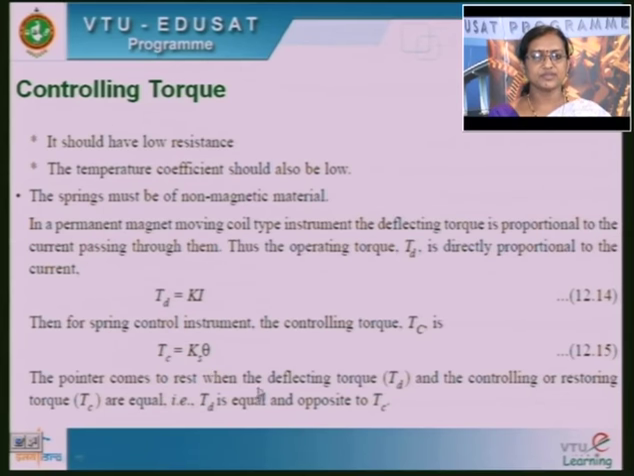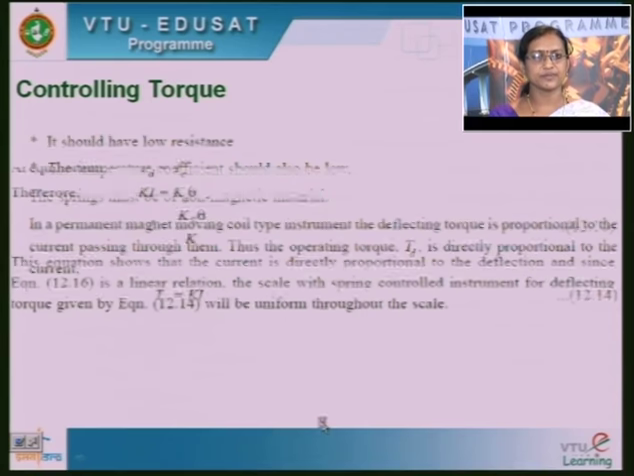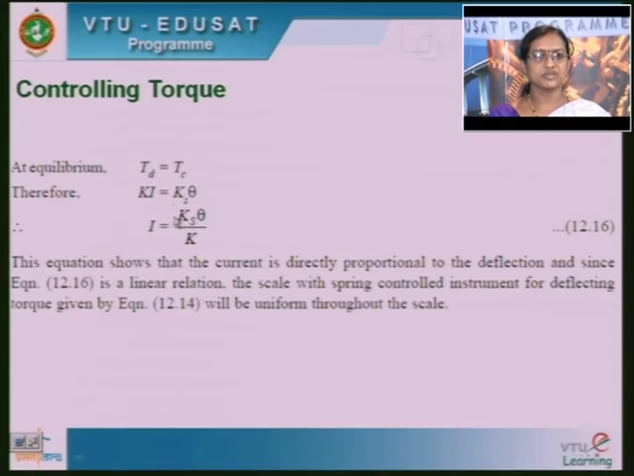The pointer comes to rest when the deflecting torque and the controlling or restoring torque are equal. Td is equal and opposite to Tc. Under that condition, I = Ks θ divided by K. This equation gives the relationship that current is directly proportional to the deflection.